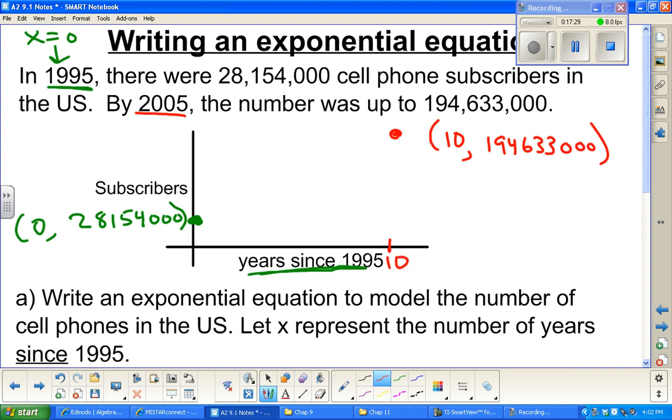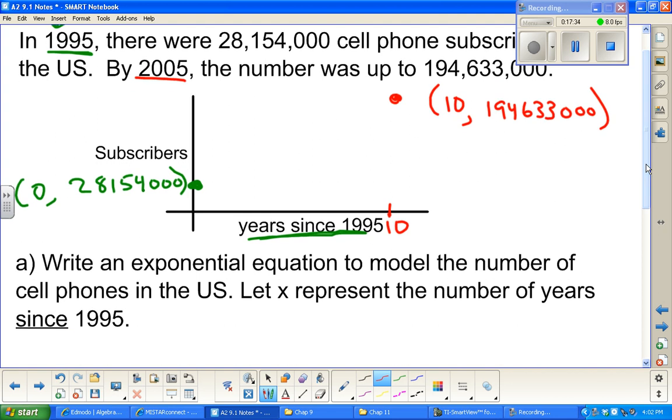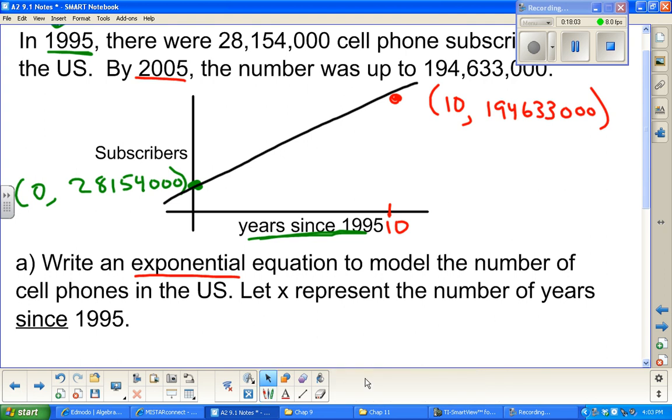So we need to come up with an equation to model this. What if we want to predict what's going to happen in the future, or what happened in between? So we want to write an exponential equation to model the number of cell phones in the US. We're going to let x represent the number of years since 1995. If you were new to this, and you see 2 points like this, you kind of automatically assume it's linear, and find a slope and a y-intercept and all that good stuff. And that would be fine if it was linear.